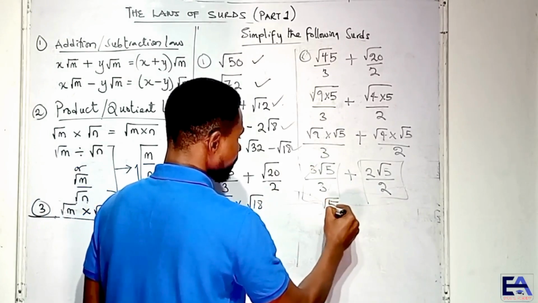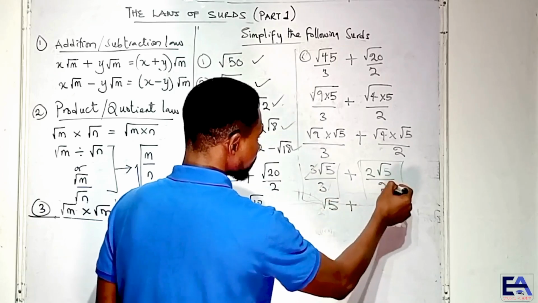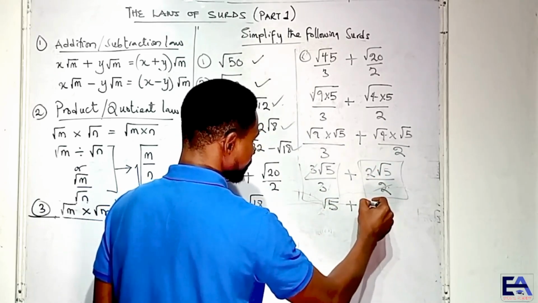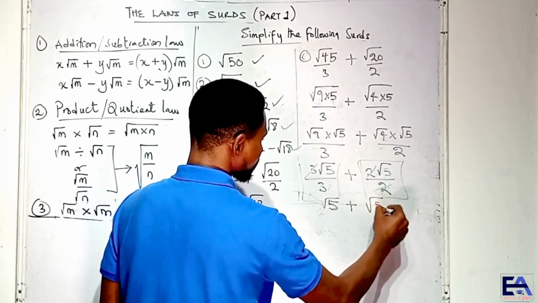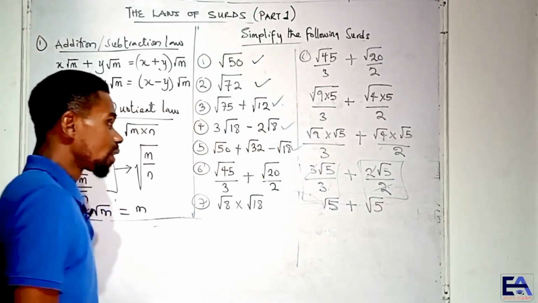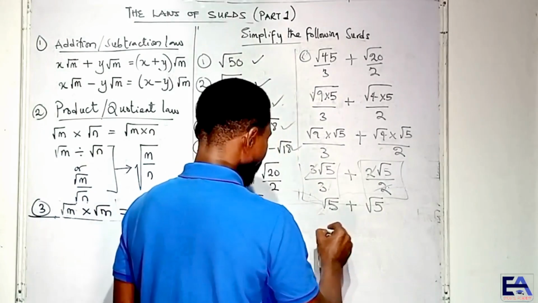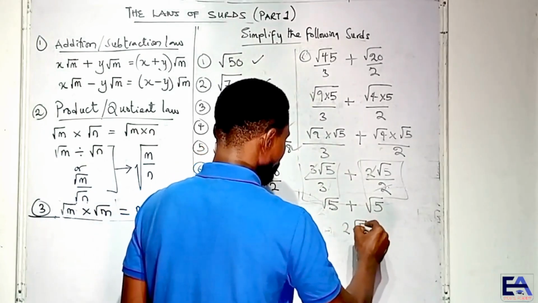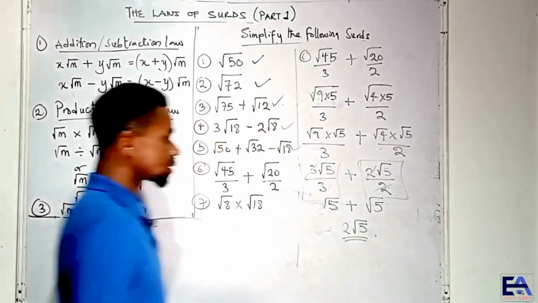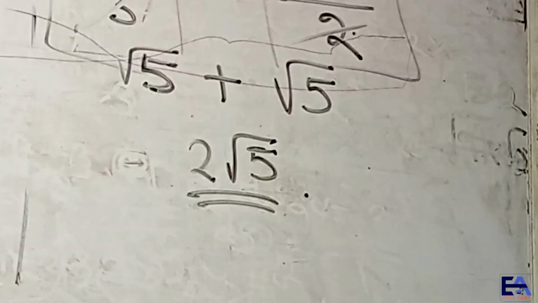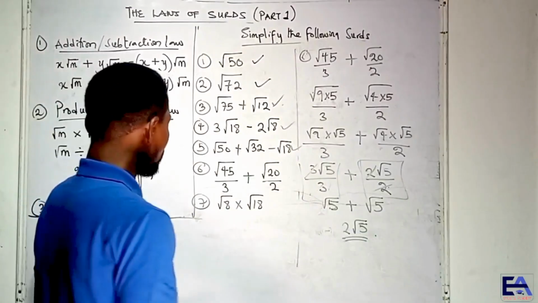root 5 here, pardon my marker, then 2 cancels 2. Okay, 2 divides 2, then you have plus another root 5. Okay, so here we are having 1 root 5 plus another 1 root 5. Final answer is 2 root 5. And that is the end of that question. Okay, so we are done with question number 6. Now we move to question number 7.